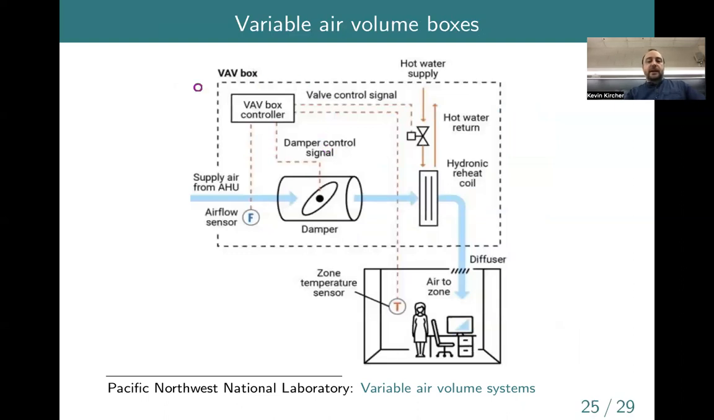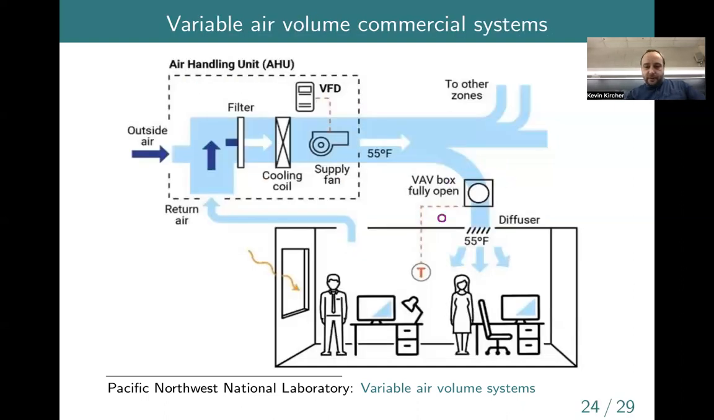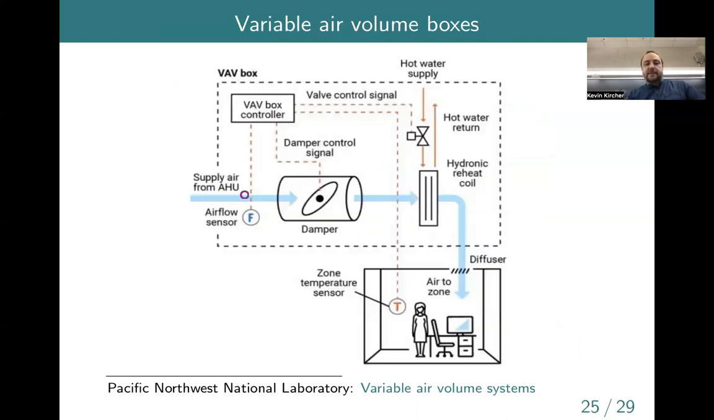So here's what's inside that VAV box. This is this component right here, and we're zooming in on that. It takes in supply air from that shared supply air duct. It may be something like 55 Fahrenheit. And then it has a damper with a little motor on it that can open or close depending on how much flow is needed in the space. It's got a controller there.